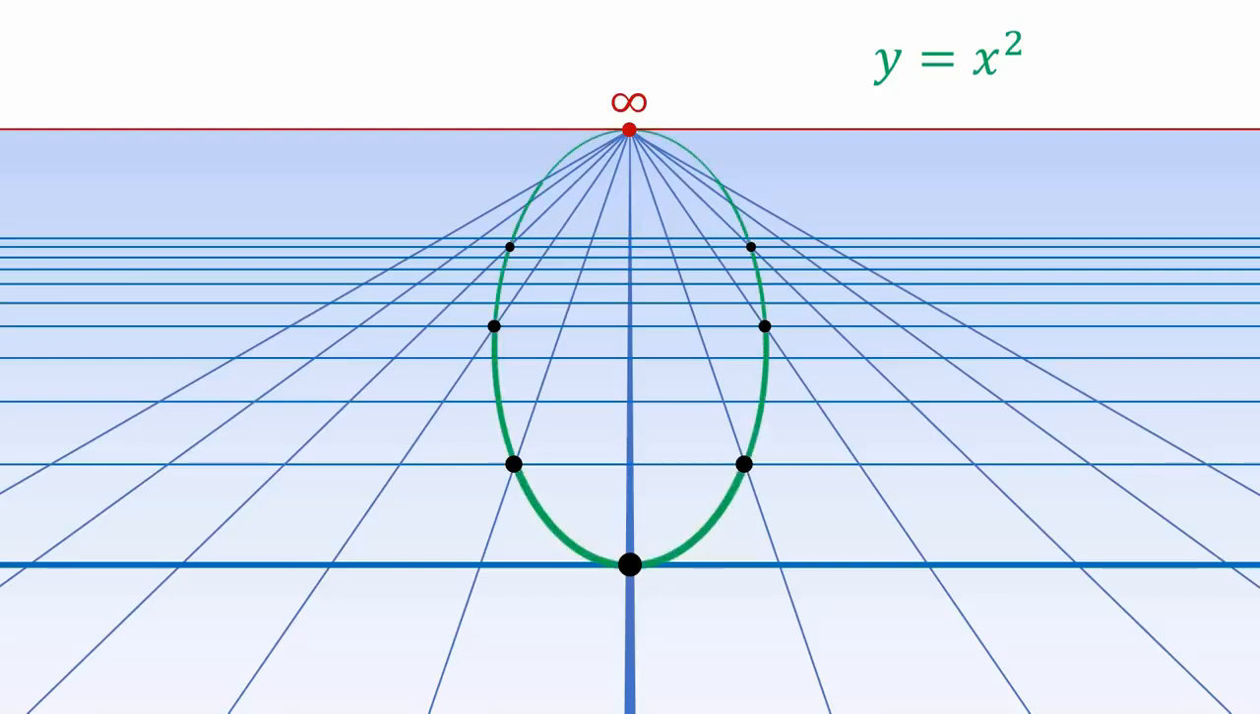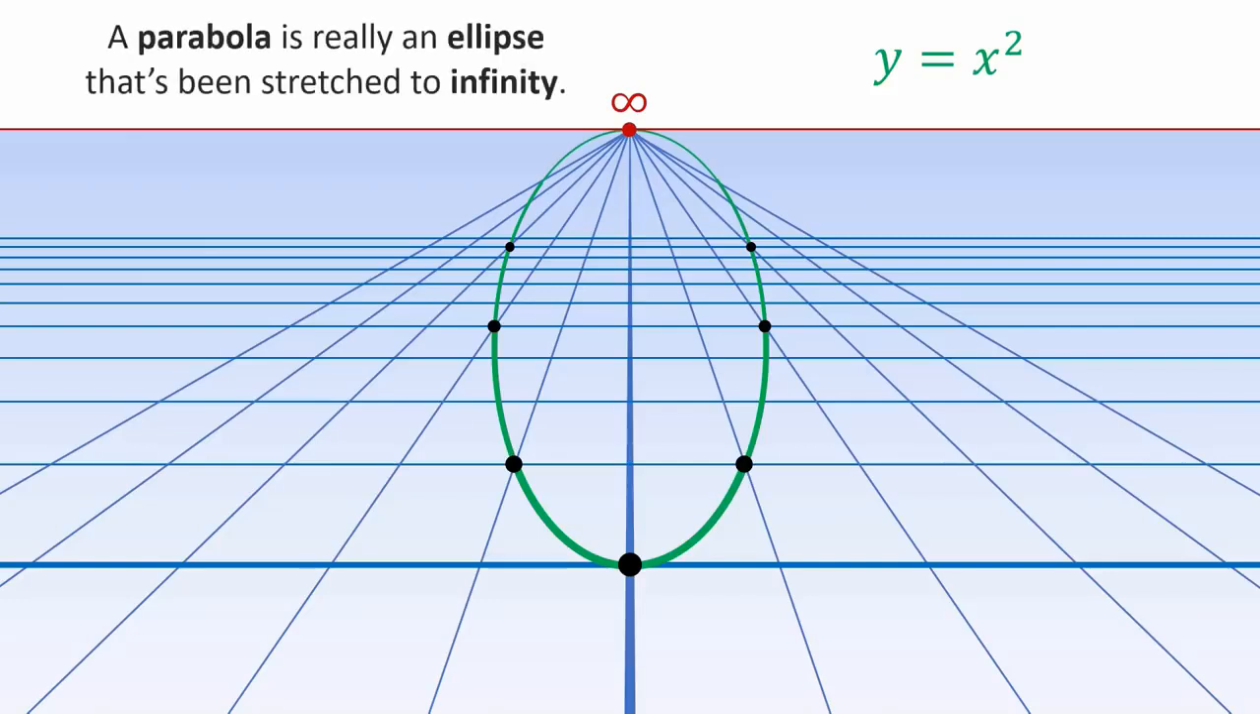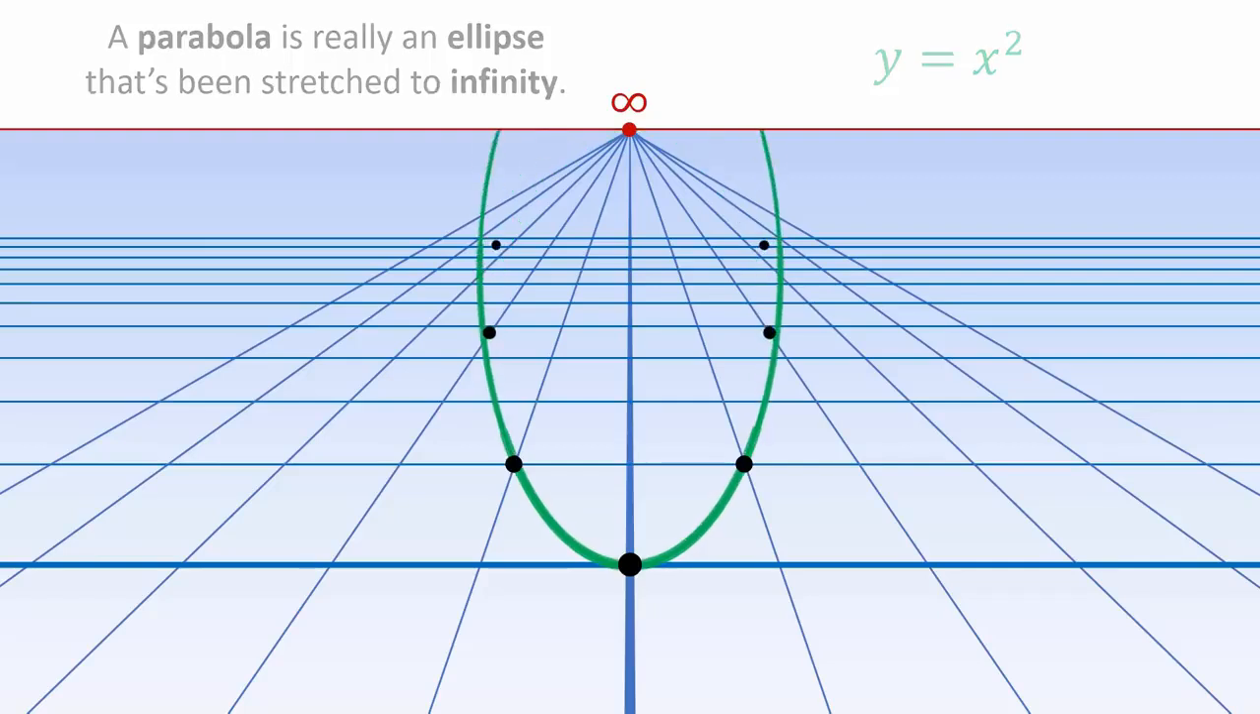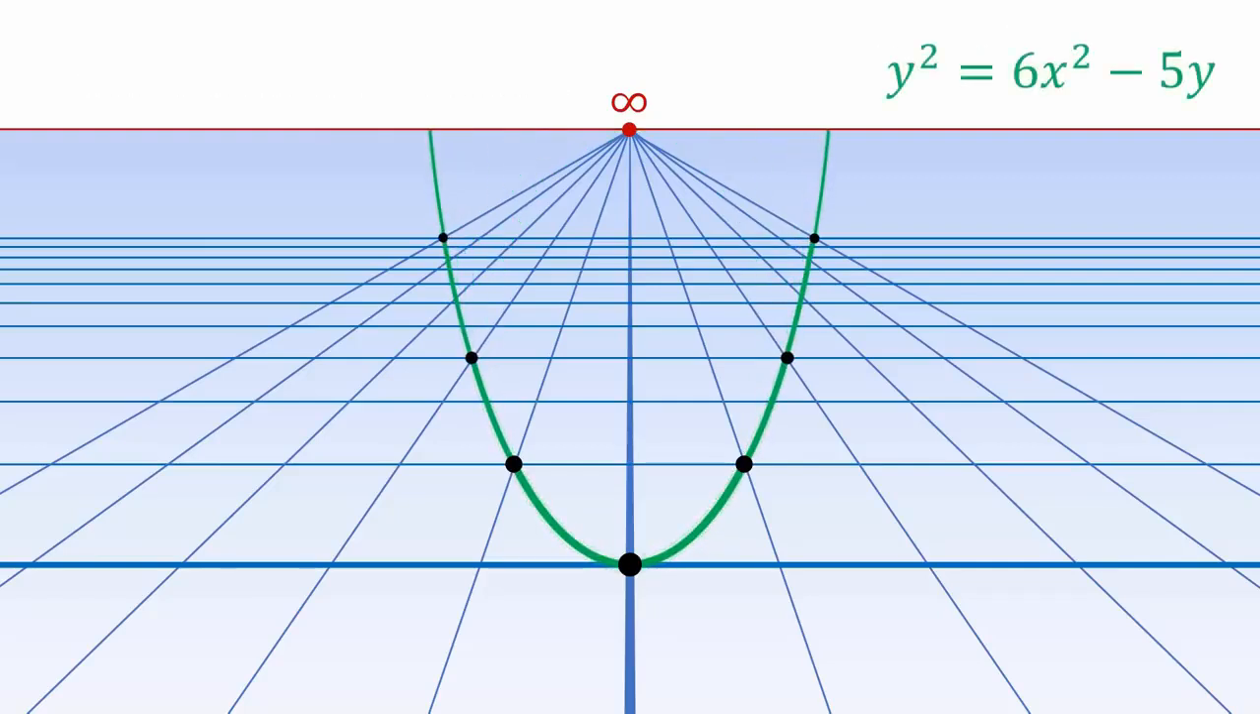Viewed from a projective lens, a parabola is nothing but an ellipse that's been stretched out so far that one end is all the way at infinity. And if we stretch that ellipse even further, we would get a hyperbola. So you might be wondering, where does the other end of the ellipse go? What lies past infinity? We'll see in just a bit.